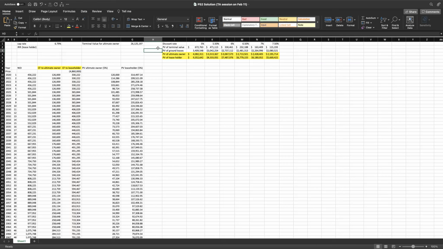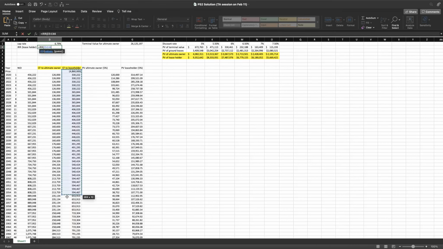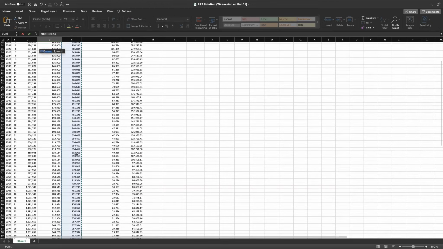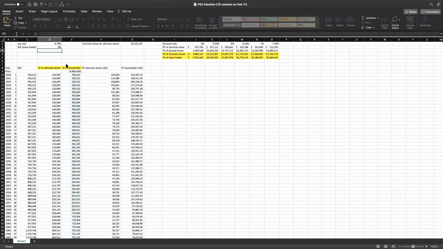in the problem set. And one more thing is the IRR for the leaseholder, because it's asked. So you can just use the IRR function. Put the numbers here together. You got 8%, but it should be like 8.5% something. Yeah, that's it. That's the spreadsheet. I think it will be enough for all the problems. Then let's go to the specific problems.